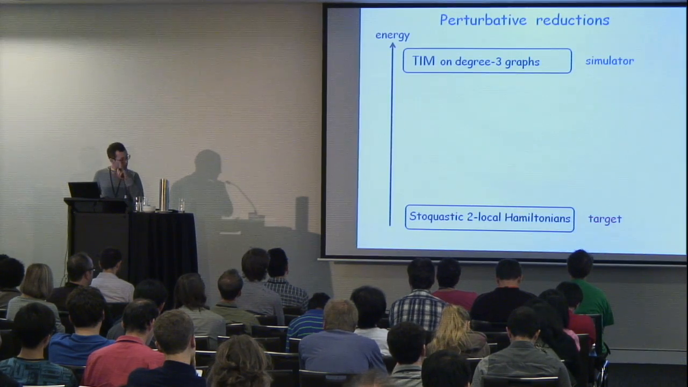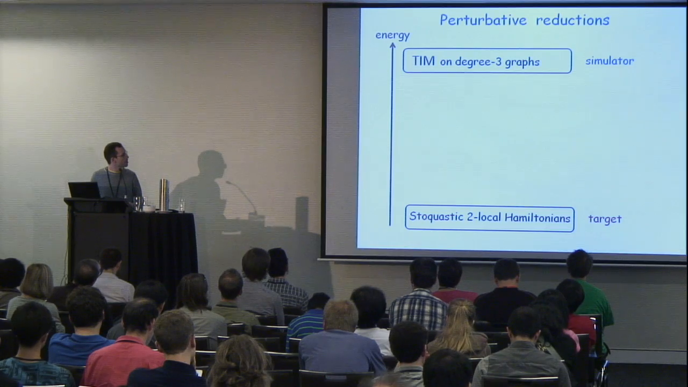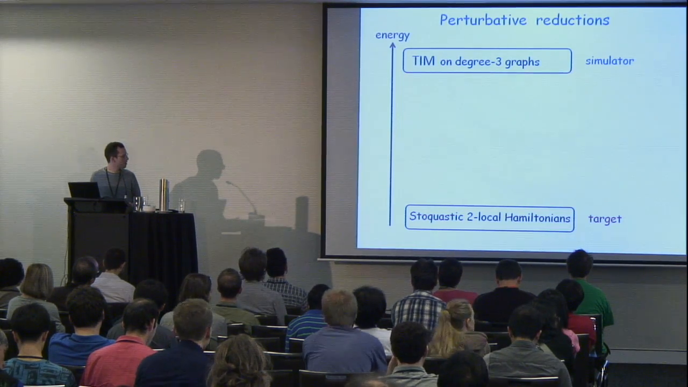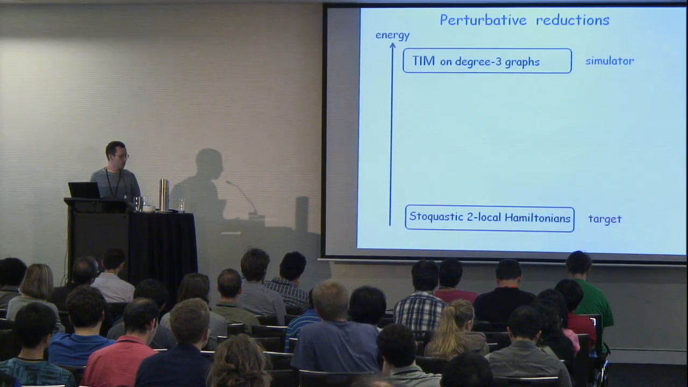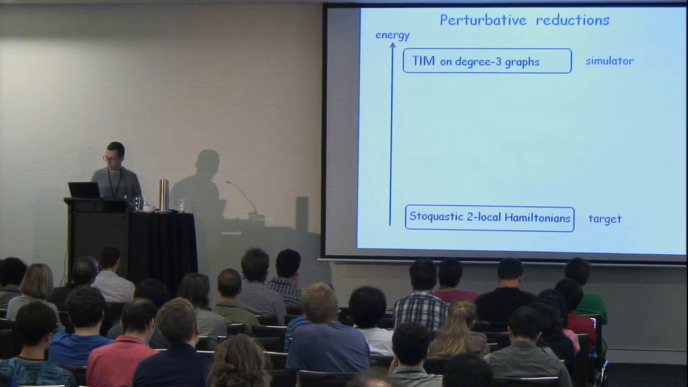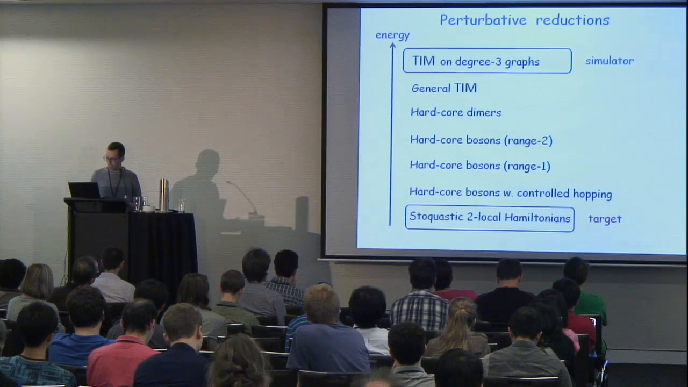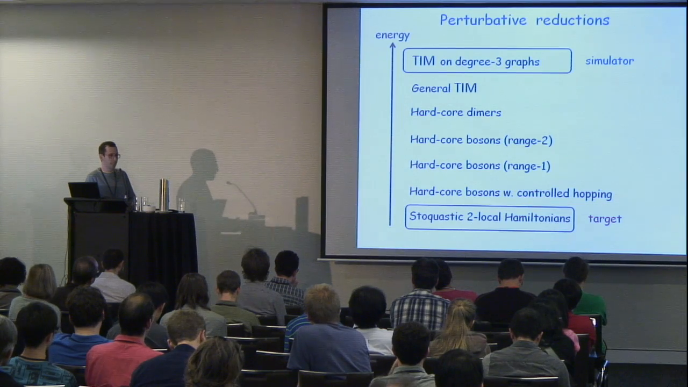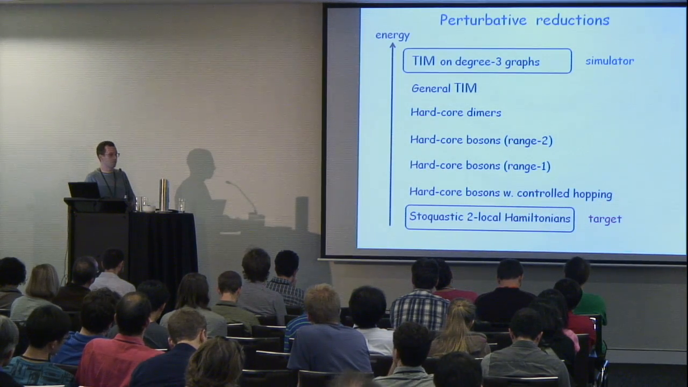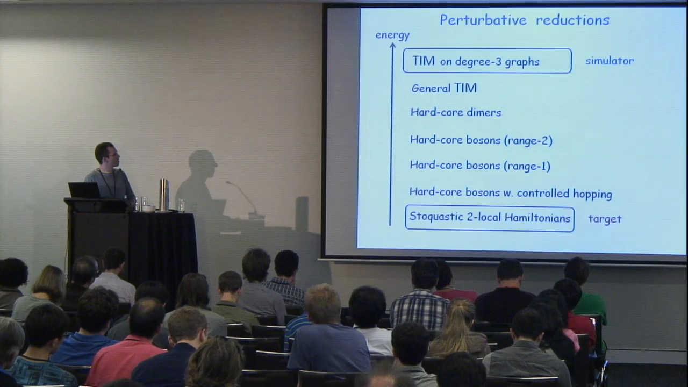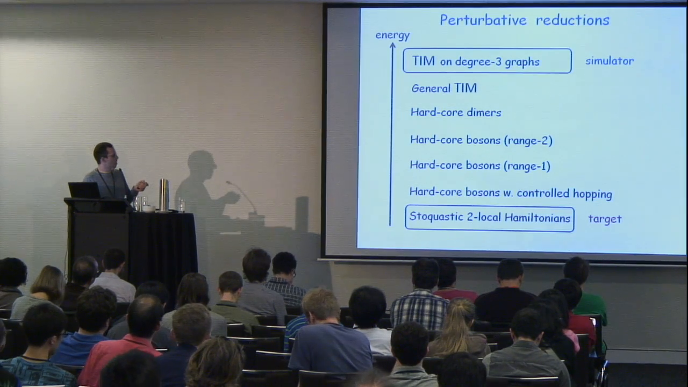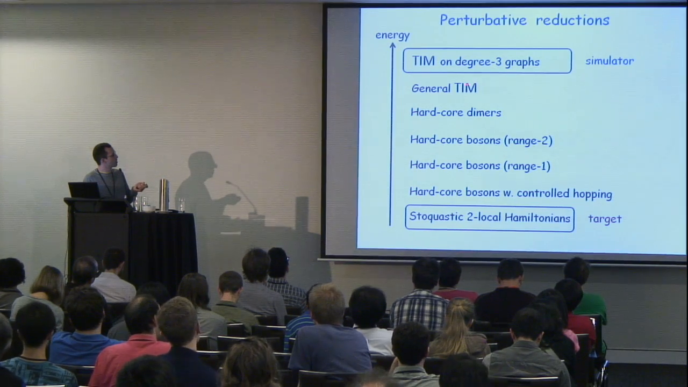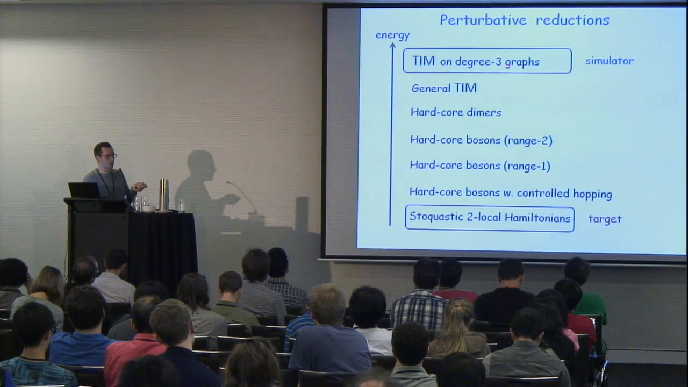Our goal is to have as our simulator Hamiltonian the transverse Ising model on degree 3 graphs, and as our target Hamiltonian a general stoquastic 2-local Hamiltonian. But the way the proof goes is to have a bunch of models in between, and a sequence of these perturbative reductions, actually 6 of them. We don't need to go through all of them, but here, this is the general transverse Ising model where we don't have the degree 3 restriction.